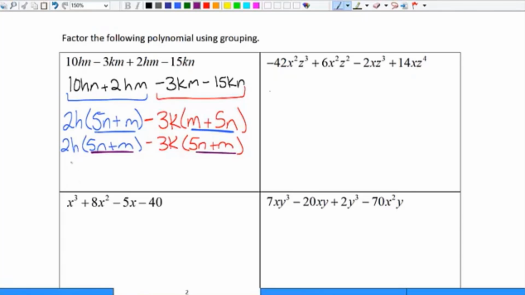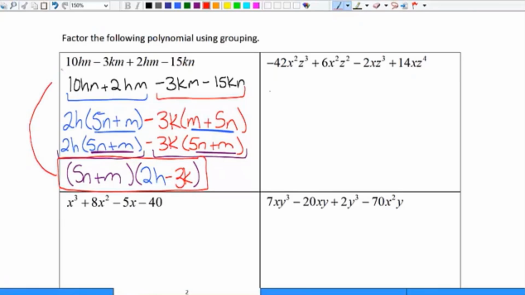So my next step will be to factor out 5N plus M. When I factor that out of both of the terms, there was one long term here and one long term here, what do I have left? Well, I have left 2H on the first term, and on the second term, I'm left with minus 3K. This is the factorization of my original polynomial. If you have room to work it out on your paper, you can distribute this polynomial and truly make sure that it distributes out to the original problem.